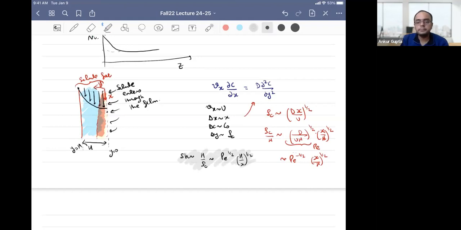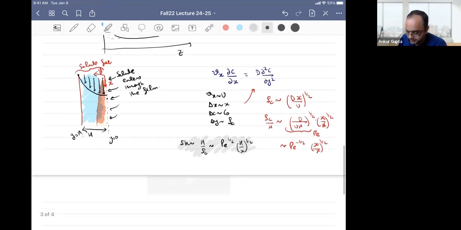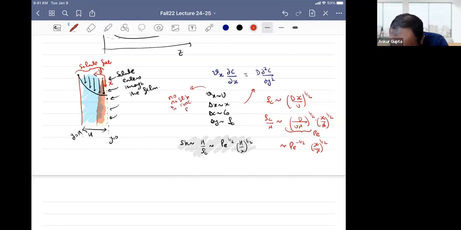Okay. Any questions here? Does this make sense? So the difference really is that there is no slip in the boundary layer, in the concentration boundary layer. Concentration boundary layer. Okay. Any questions here? I hope you can see the difference between this.